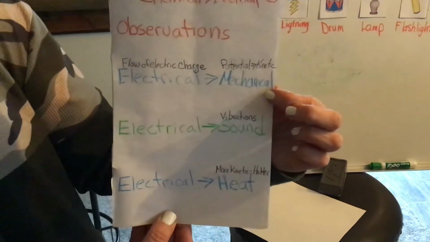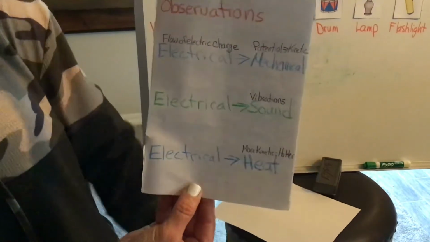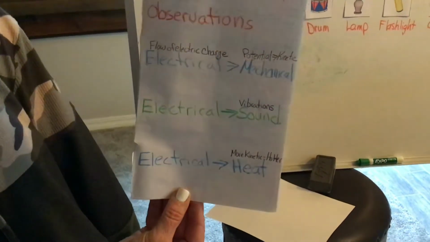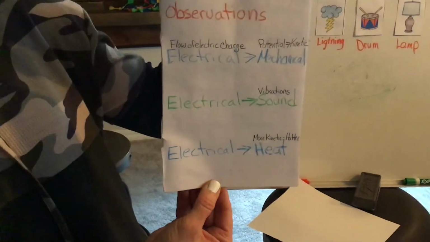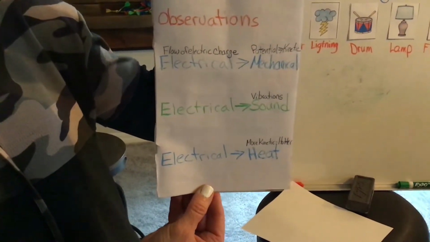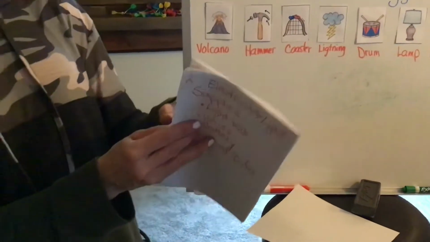Mechanicals, that's that potential to kinetic. So I just added some explanations above some of our types of transformations. So if you need to pause the video, you can, so you can get your whole page looking just like that. Then we're going to go on to the next page.